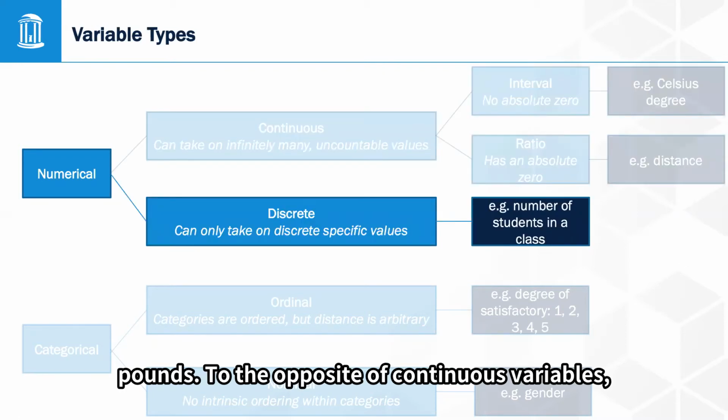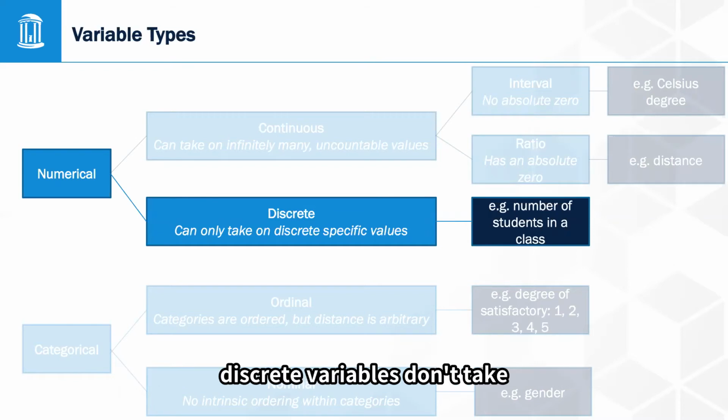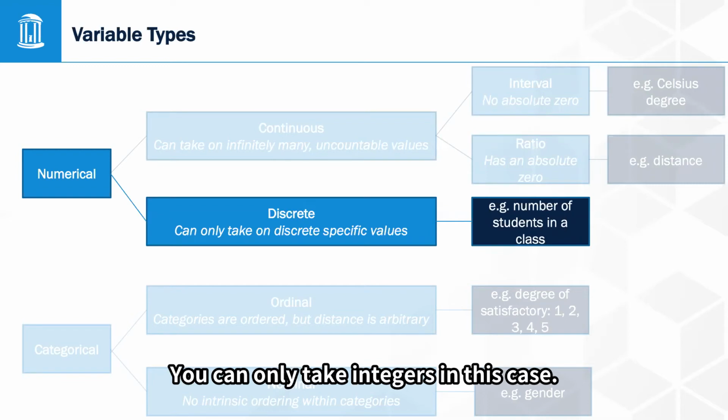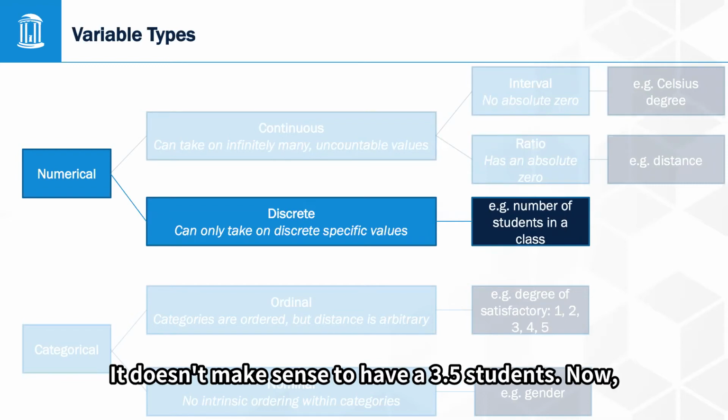To the opposite of continuous variables, discrete variables don't take infinite number of values and are usually countable. For example, the number of students in a class is a discrete variable. You can only take integers in this case. It doesn't make sense to have like 3.5 students.